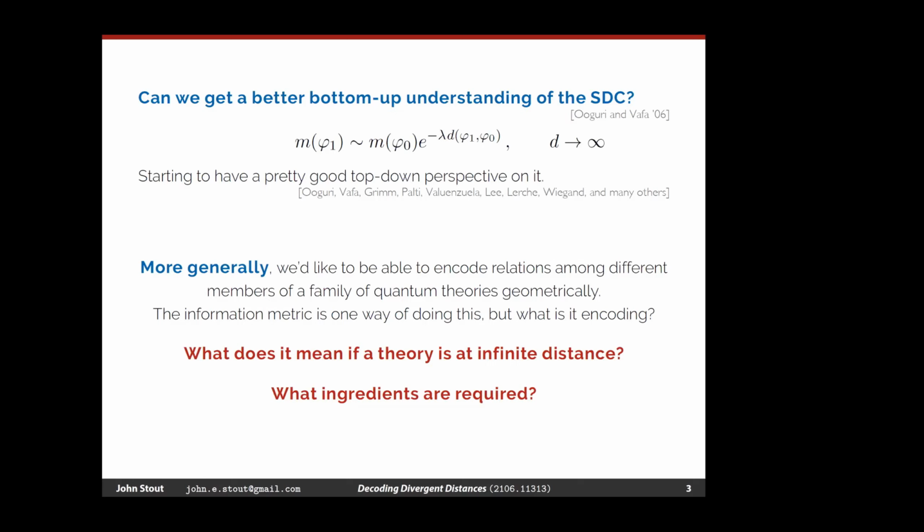So the metric is a way of doing that, but it's not quite clear what it's encoding. In order to understand what that metric is encoding better, we can focus on particular points in that metric, infinite distance points, and try to understand what that characterization of a class of theories is. So the other two questions that I want to answer, or at least start to answer, are: what does it mean if a theory is at infinite distance in this metric? And what ingredients are required to realize that?